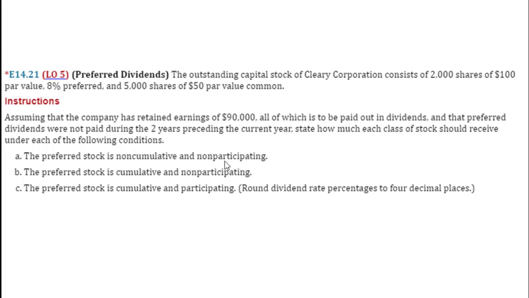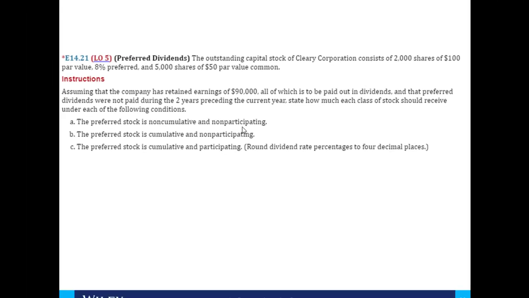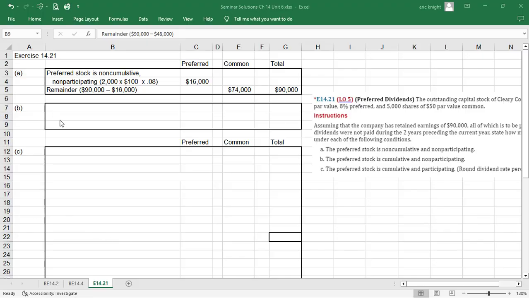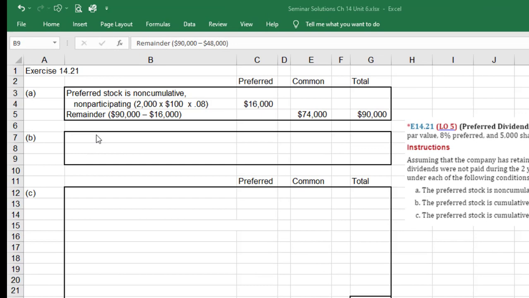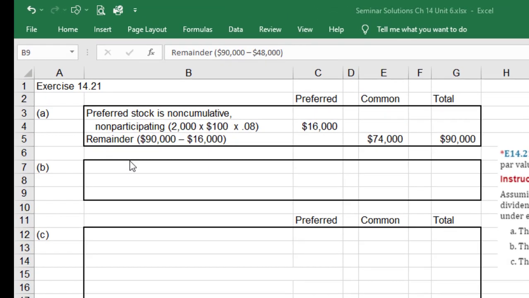And so since it's non-participating, we don't have to worry about that. Since it's non-cumulative, we just figure out how much dividend the preferred stockholders get. The total amount of dividend being given is $90,000. The company missed 2 years, but it's non-cumulative, so we don't worry about that. We just look at how much they're going to get for this 1 year.